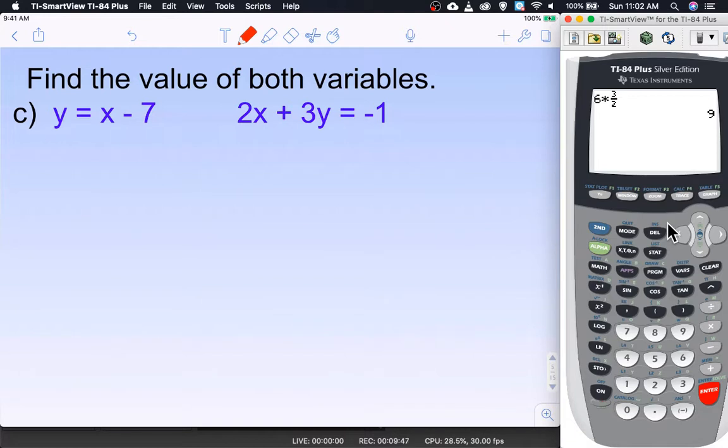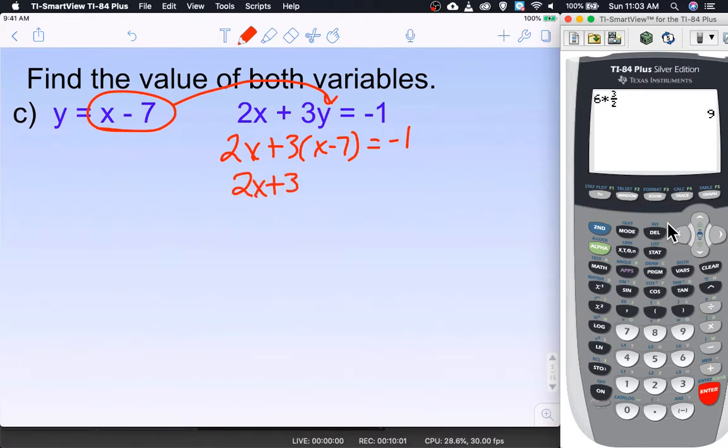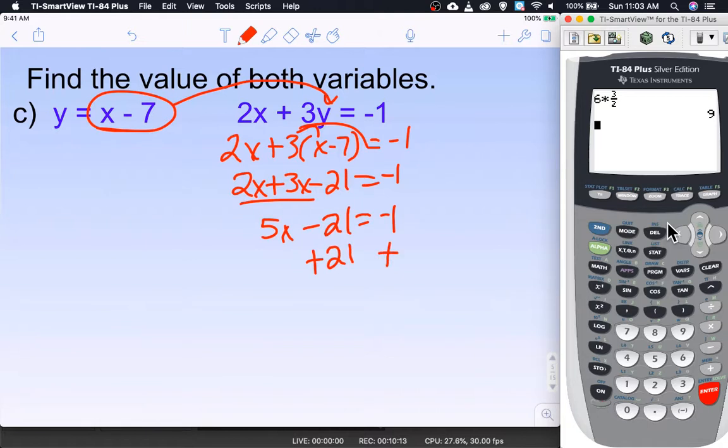All right, so this was definitely a substitution problem because it's already y equals. So I'm going to take this, 2x plus 3 times x minus 7 equals negative 1, and I solve. So 2x plus 3x minus 21 equals negative 1. I distributed my 3 through. I'm combining like terms. 5x minus 21 equals negative 1. Add 21 to both sides. 5x equals 20. And finally, when I divide, x equals 4.